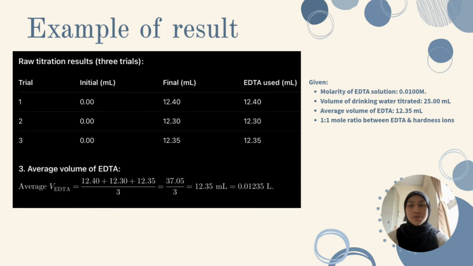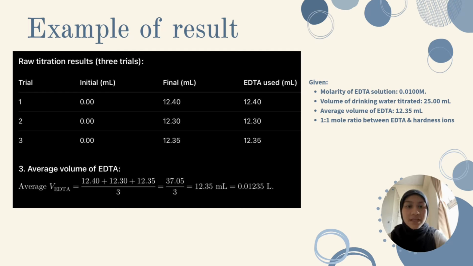Now, this is the example of results. The raw titration results obtained from 3 trials using EDTA titration to determine water hardness. In all 3 trials, the initial burette reading is 0.00 ml. The final readings are 12.40 ml, 12.30 ml and 12.35 ml. Therefore, the volume of EDTA used in each trial is the same as the final reading. To improve accuracy, the average volume of EDTA is calculated by adding all 3 values and dividing by 3.